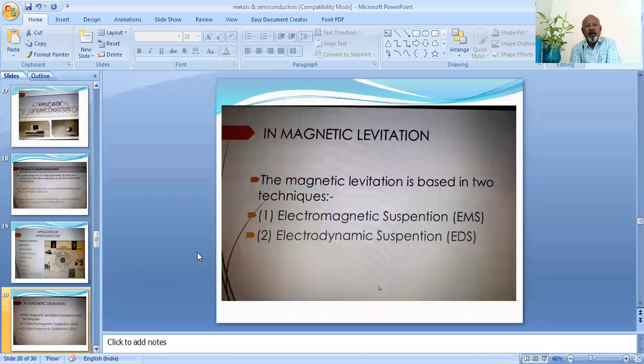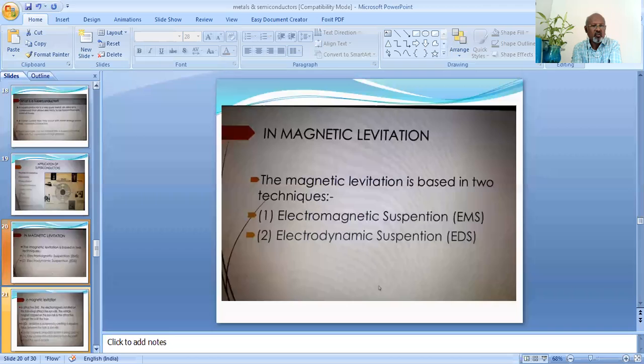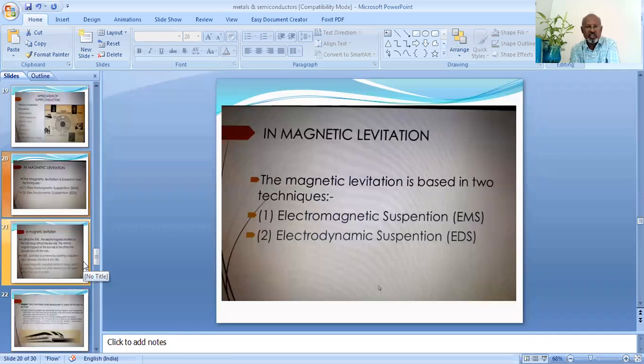Here this is magnetic levitation. Magnetic levitation is based on two techniques. The first technique is EMS, electromagnetic suspension. This is the technique on which the fast moving bullet trains in Japan and China work nowadays. I also have a video, and I will show you later the videos of the bullet trains which run at very high speed. And the second is electrodynamic suspension. This technique is also used in certain industries.